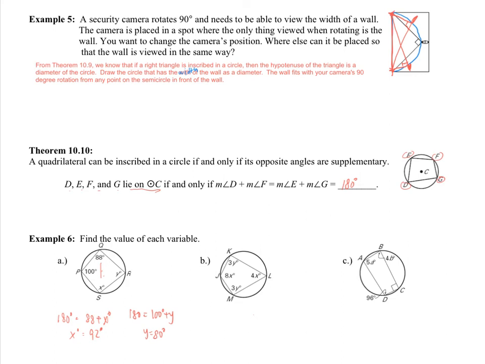And for this one, 3y plus 3y should equal 180 degrees. 6y equals 180, and y should be 30. And that's all we need to find. And for x, 8x plus 4x equals 180 degrees. 12x equals 180, and x would equal 15.